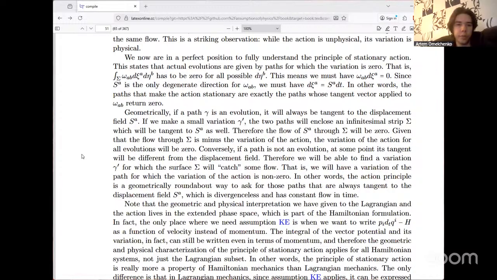So that's the math. Now we go for the geometrical interpretation of this.